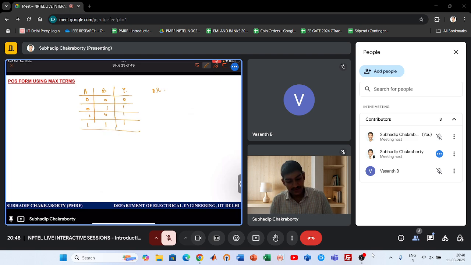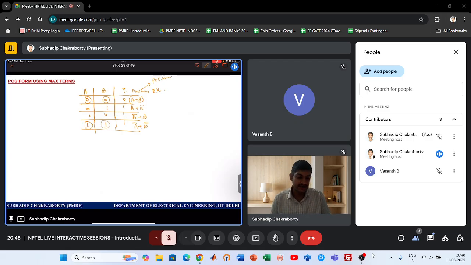So what are the max terms? Now let us write the max terms. Max terms are nothing but product of sum terms. So they are product of sum terms. The sum terms you need to write as the low terms: a plus b in sum form, and then again a plus b bar, a bar plus b, and a bar plus b bar. Because these are high terms.